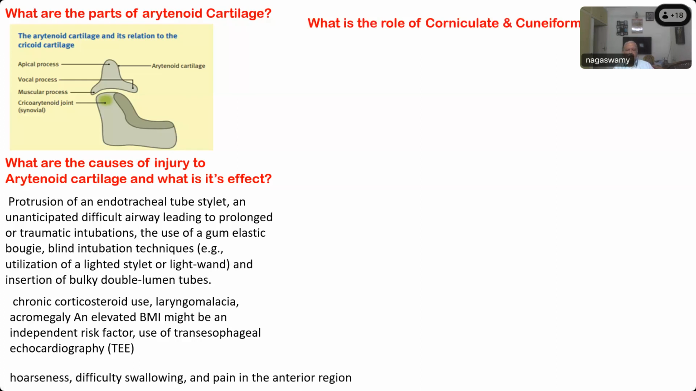So what is the role of these other two paired cartilages, the corniculate and cuneiform cartilages?